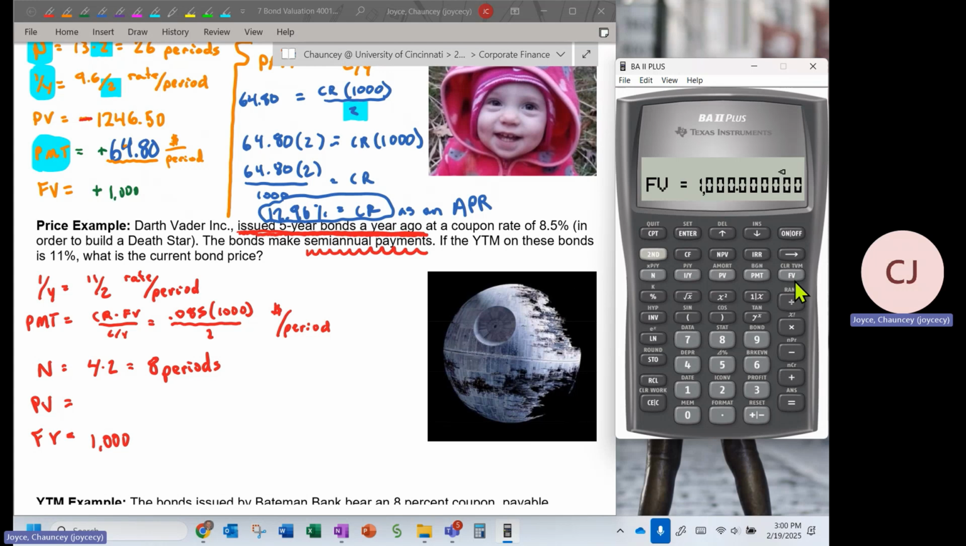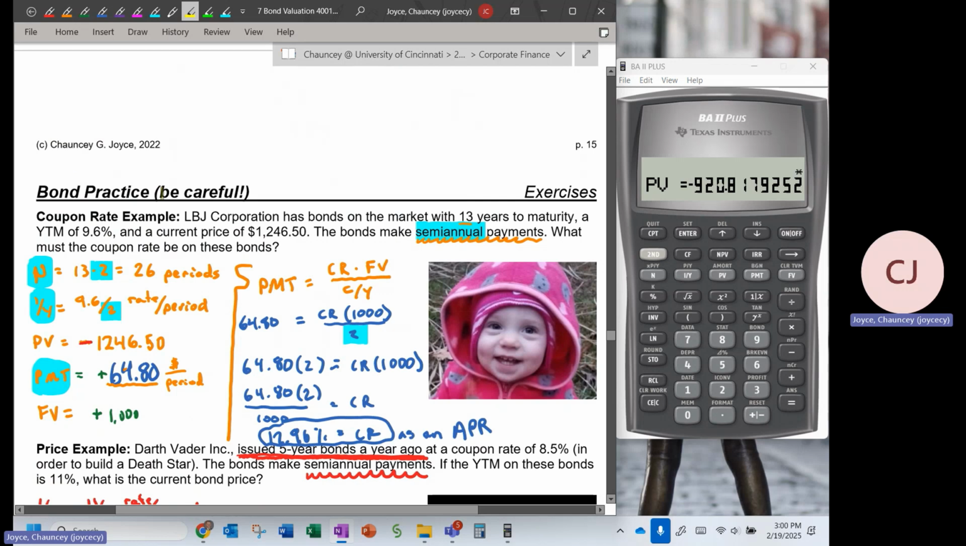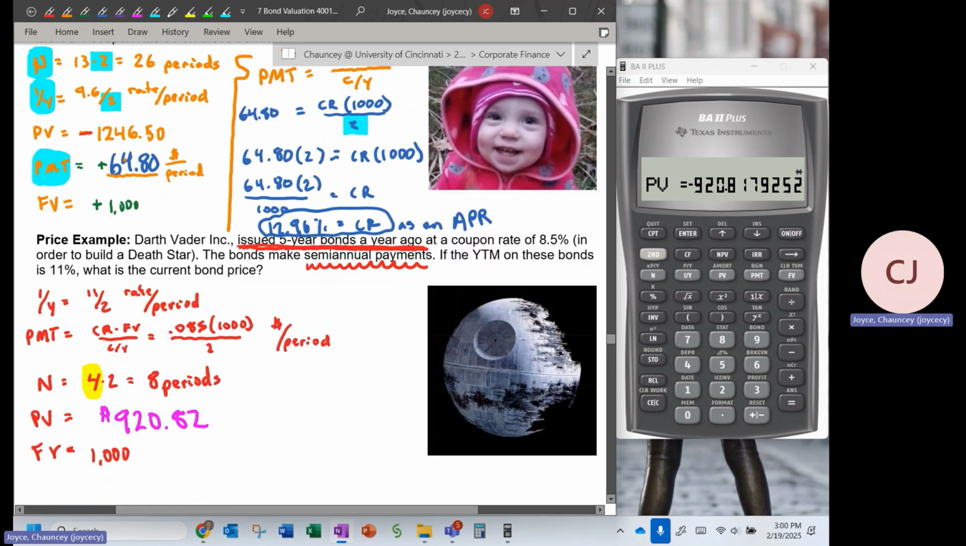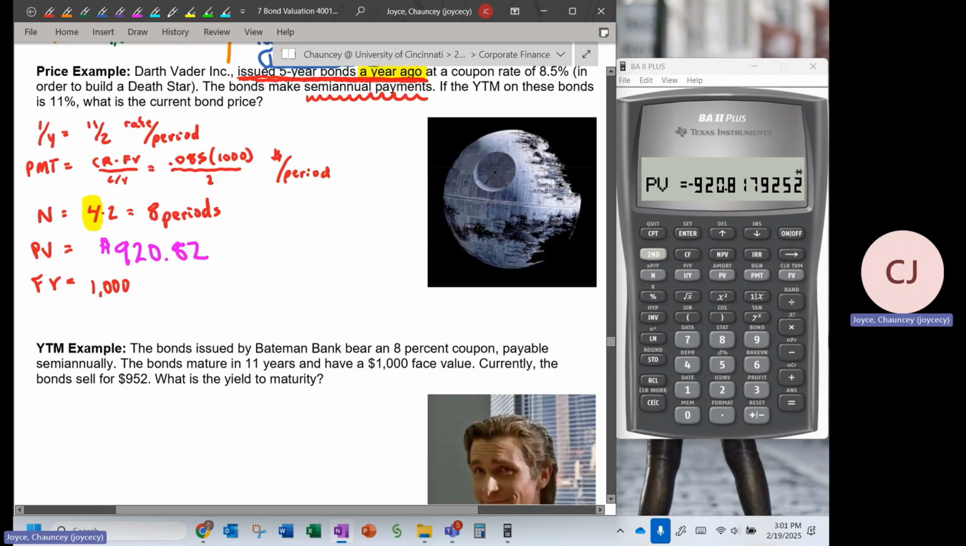So I entered payment in as positive, future value in as positive, so our present value should come out negative. So we're going to compute present value, and that's a discount bond, 920.82. And the issue with this one, the common issue, be careful, right? All of these I said be careful. The issue here was a year ago. That's a tricky, tricky one.